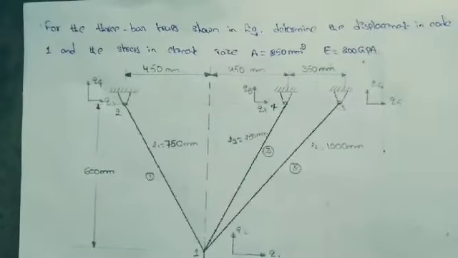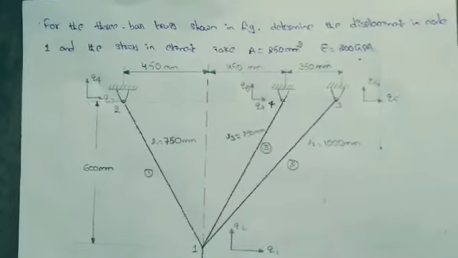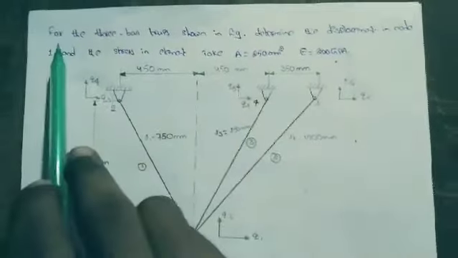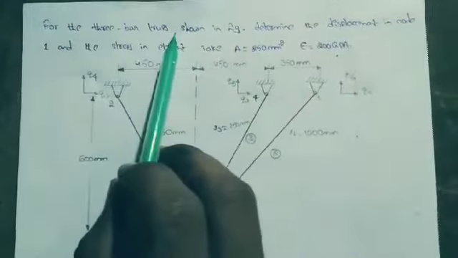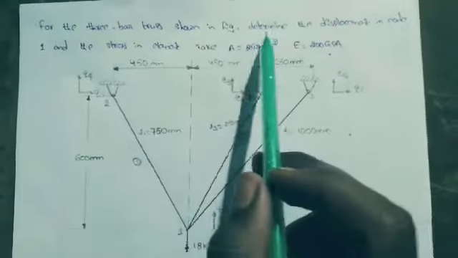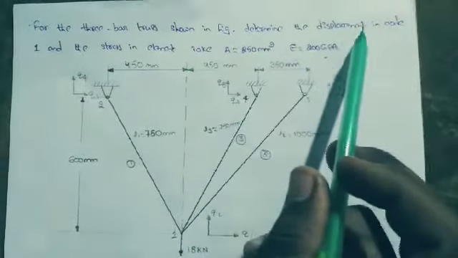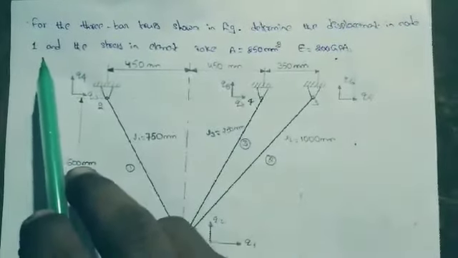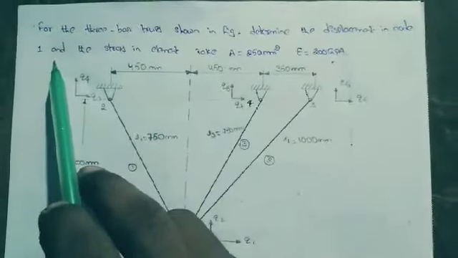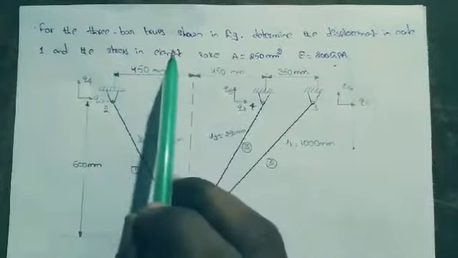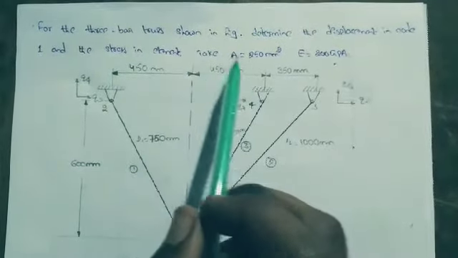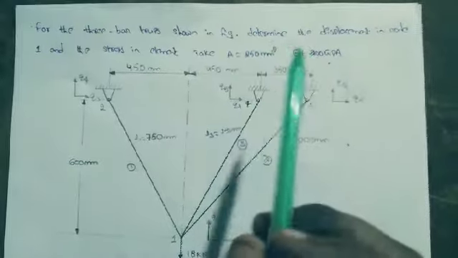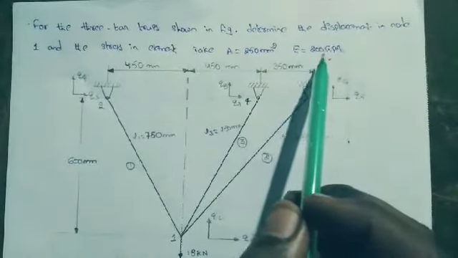This is the problem on truss elements. For the 3-bar truss as shown in the figure, determine the displacements in node 1 and the stresses in the element. Take the area of each element as 250 mm square and Young's modulus as 200 gigapascal.